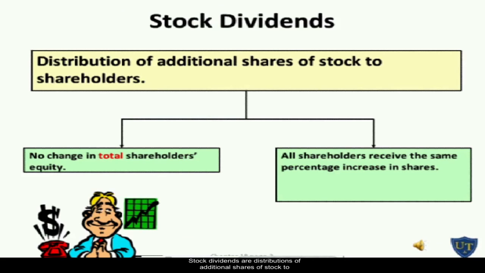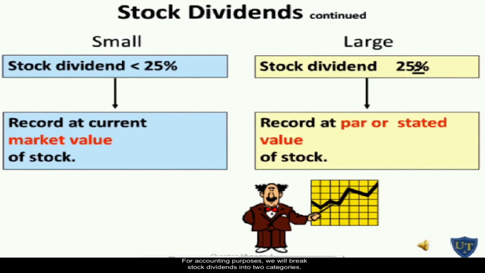Stock dividends are a distribution of additional shares of the company's stock to the shareholders. There is no change in total stockholders' equity. We're going to move dollars around within stockholders' equity, but the total will remain the same, and all shareholders will receive the same percentage increase in their shares. For accounting purposes, we will break stock dividends into two categories.